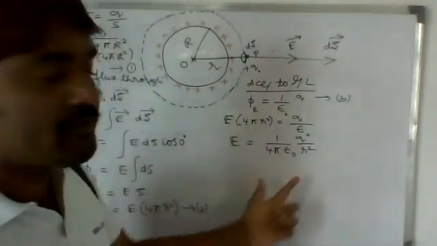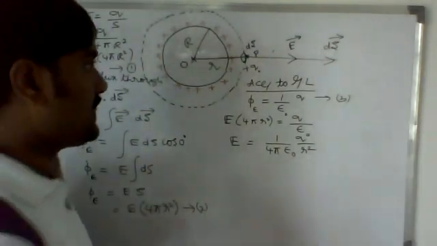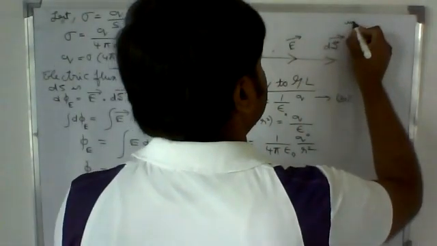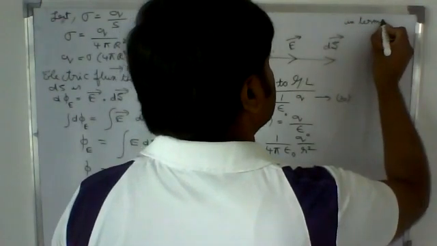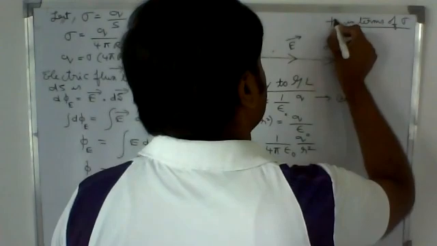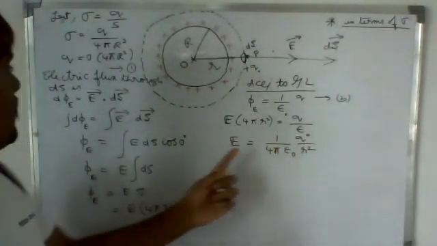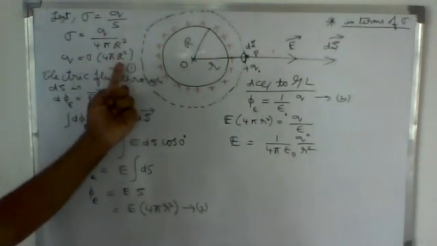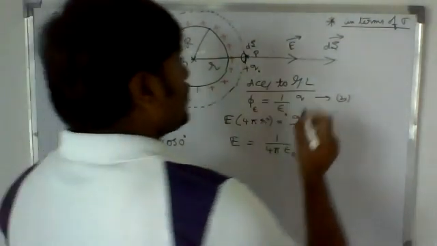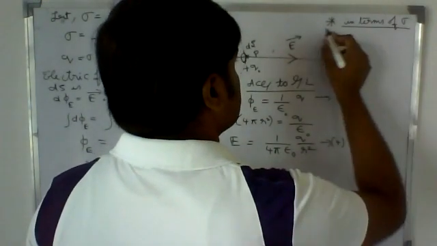This is in terms of charge. Now in terms of the surface charge density sigma, this is a very important point. In terms of sigma, what is the value of Q? Q is sigma into 4 pi R square. Now equation 4 becomes as follows.